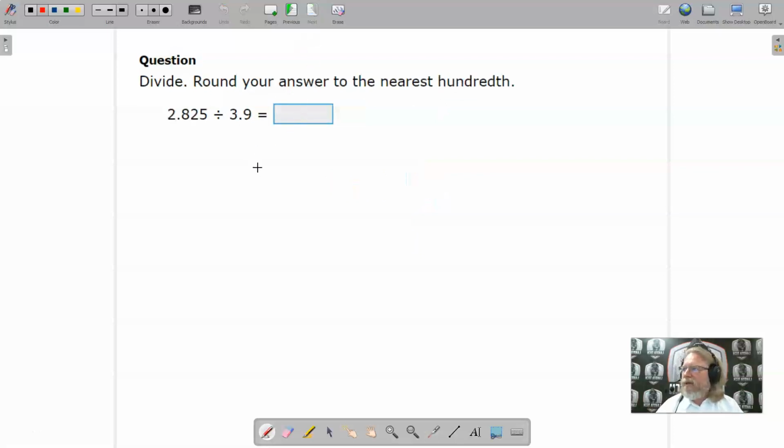And then for the last one, let's go ahead and put in 2.825. We're going to divide that by 3.9. So this lesson has a lot to do with understanding rounding. Okay, so we're kind of revisiting a skill that hopefully we know already. And that's going to result in 0.7243589744. Wow. But we just need to round to the nearest hundredths place.